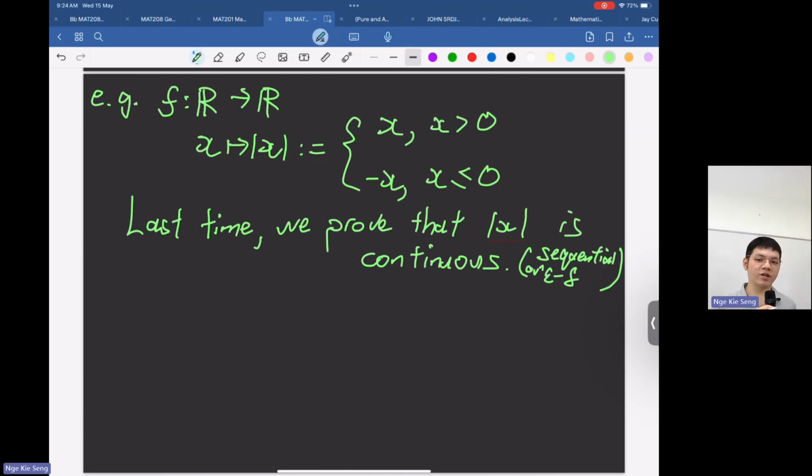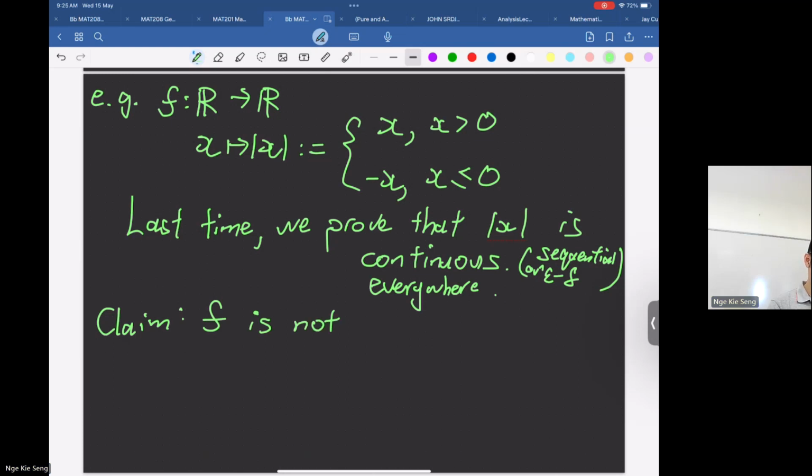So last time I proved that this is continuous everywhere, actually. But this function is not differentiable at one point. Which point is it not differentiable? So we claim here this function is not differentiable at 0. Before proving it, I state this statement here, not differentiable at 0.